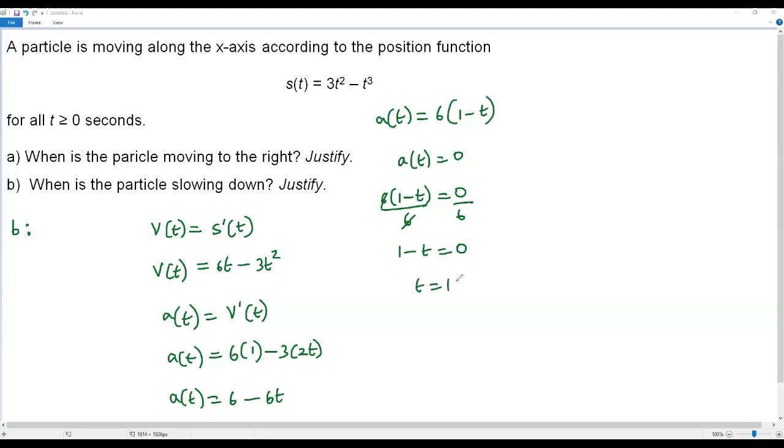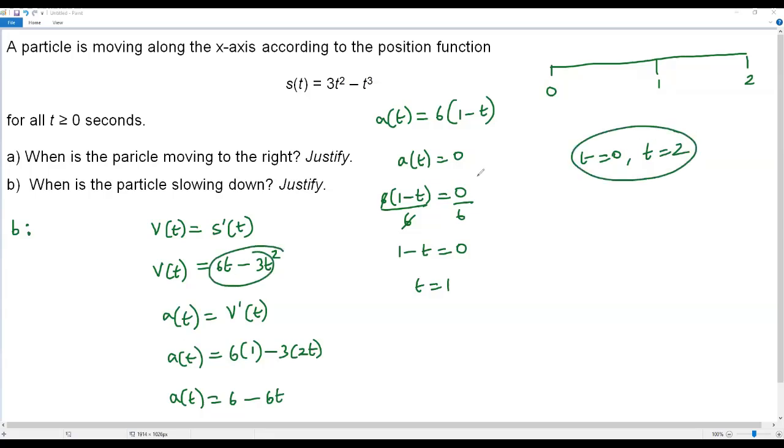Now let's mark this value on the number line. Already we know that the minimum value of t is 0. Now we got that t is equal to 1. When we answered part A, we equated the velocity to 0 and solved for t, and we got two values for t. One is t equals 0, which we have already marked, and the other value of t is 2. So when t is equal to 0 and t is equal to 2, the velocity is 0, because we got these two values in part A by equating the velocity to 0.